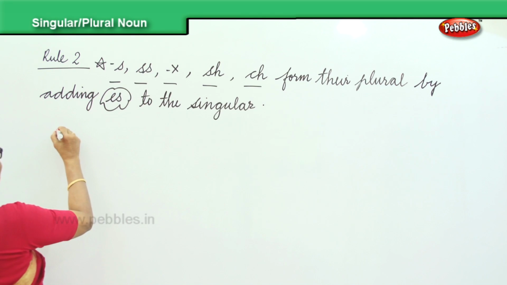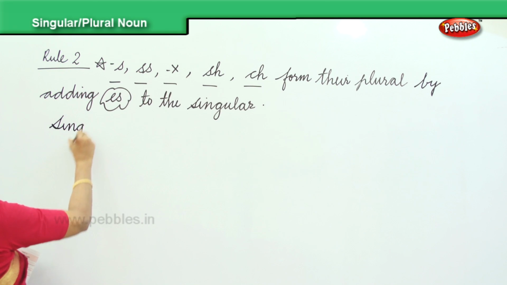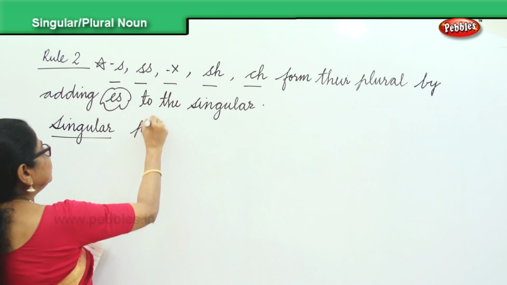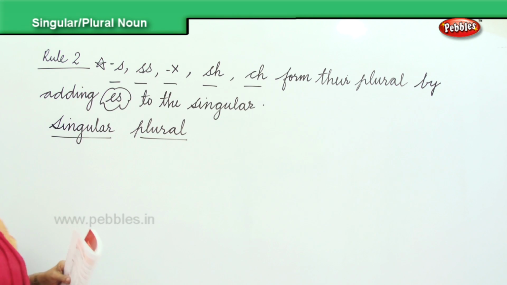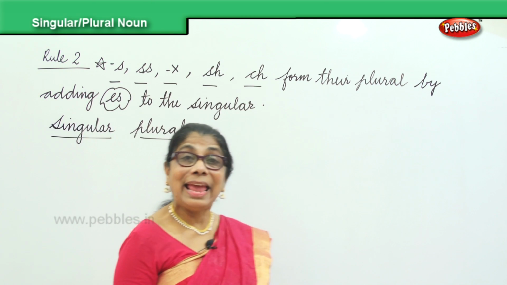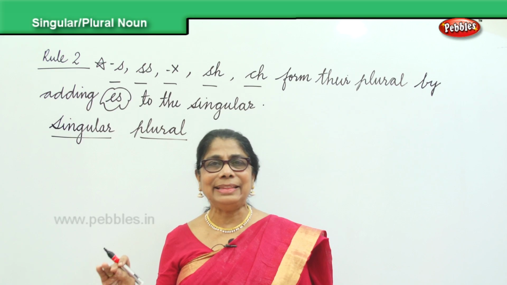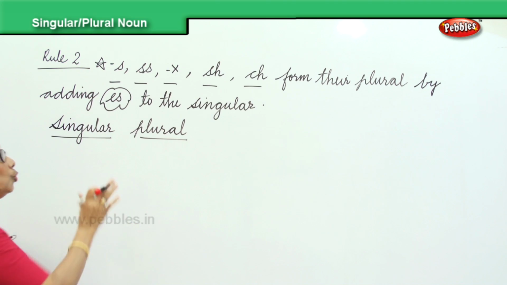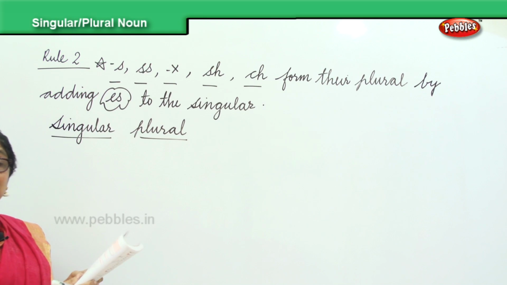Now just look at it now. So you have singular and you have plural. How are we going to form the plural for the nouns ending in s, ss, x, sh and ch? If you have letters ending in this, you will add es to the singular to form the plural noun. Let's look at it. We'll do a few words, then we will learn.